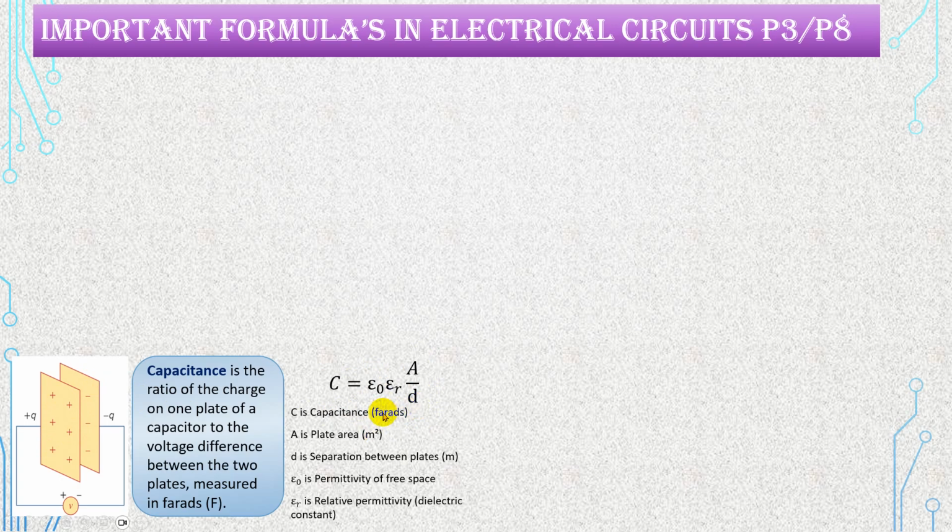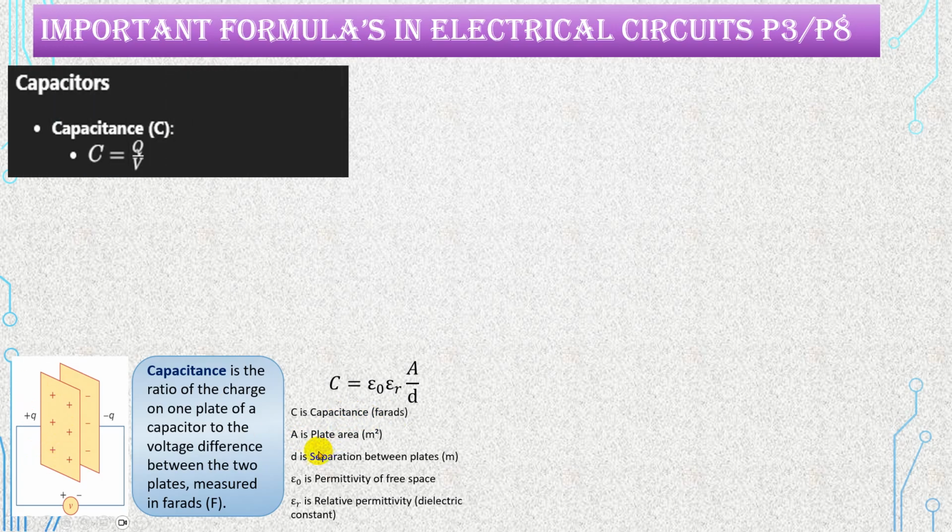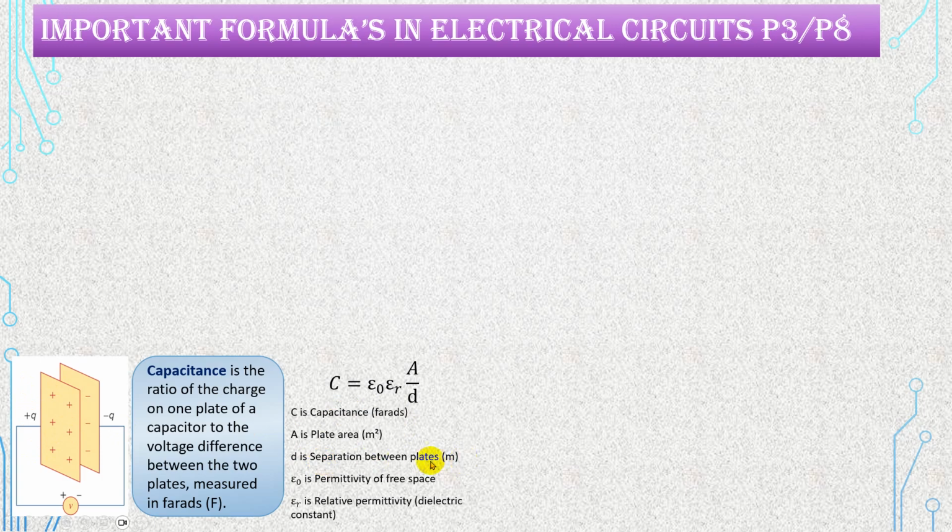Generally, it will be microfarads, nanofarads, picofarads. It's a very small value. A is the plate area. D is the separation between the plates in meters, the distance between these two plates. What is the separation? Generally very small, millimeters or micrometers only, not much. So it is generally measured in meters, in 10 power minus 3 or minus 6.